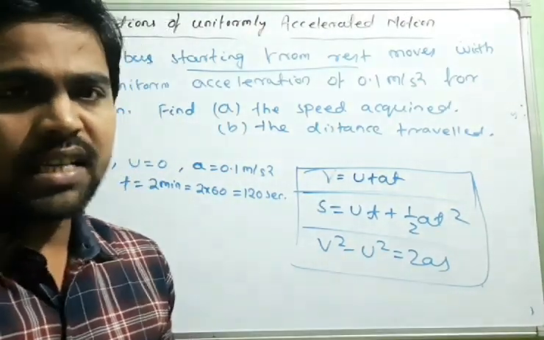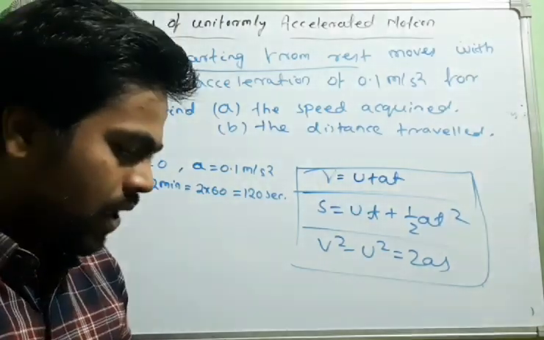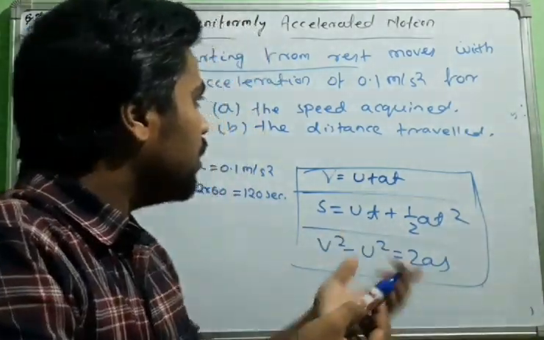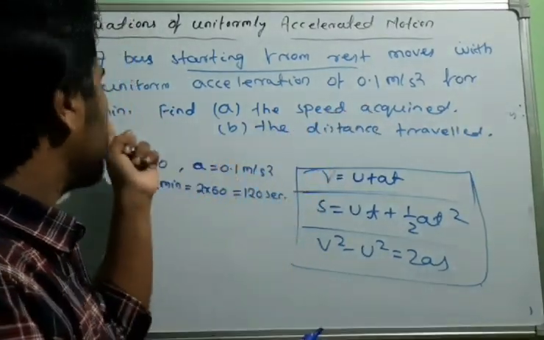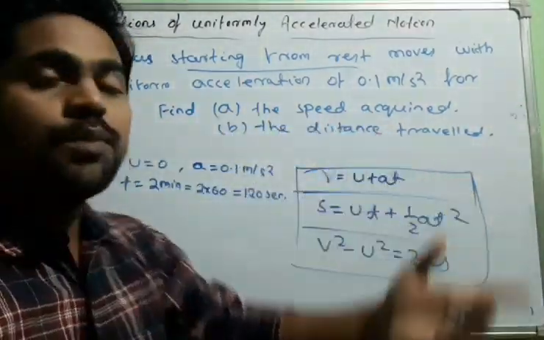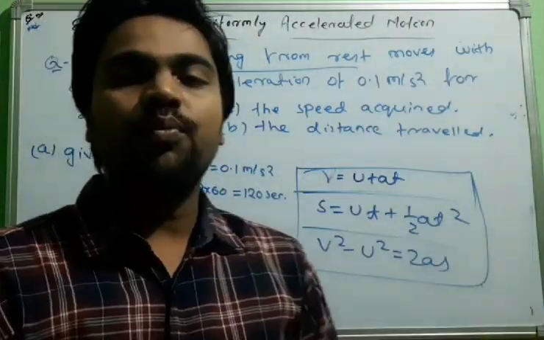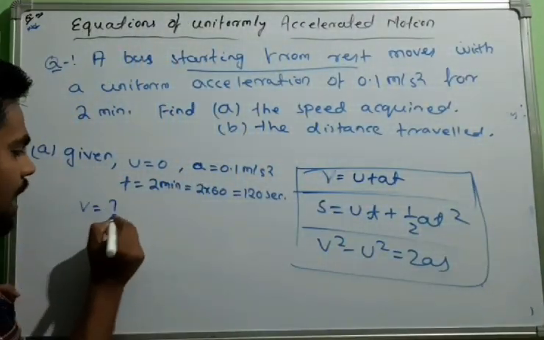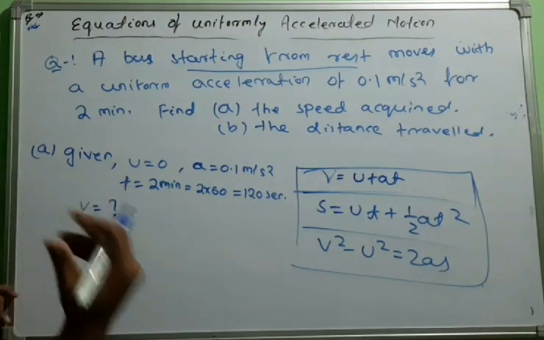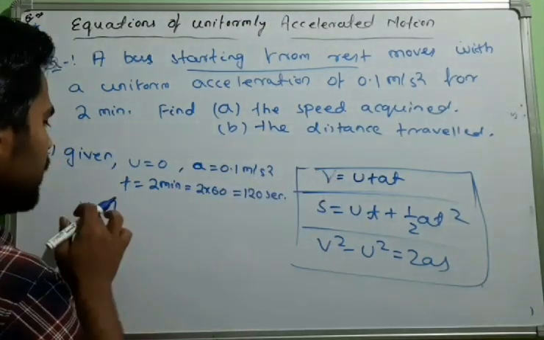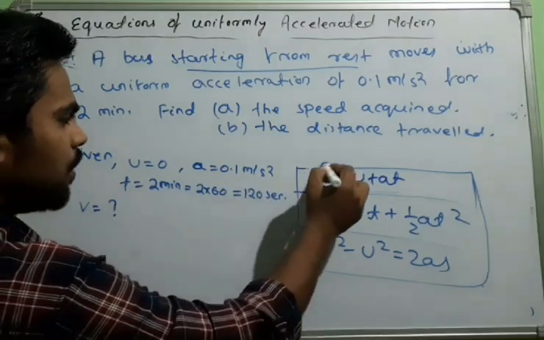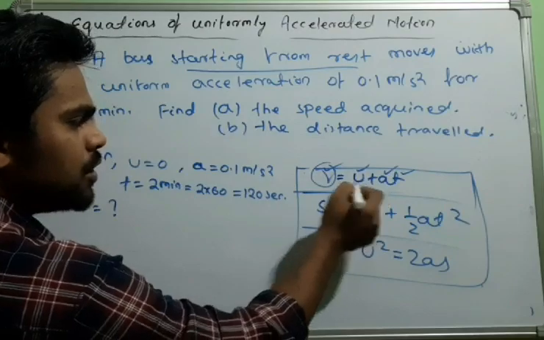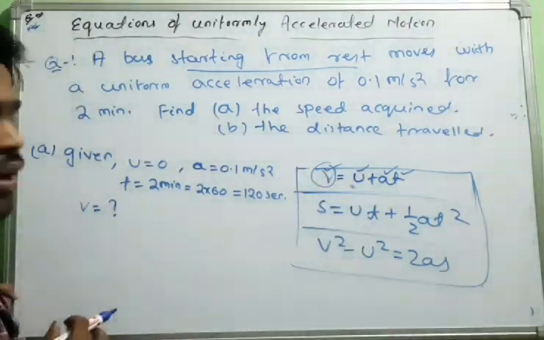Now he is asking how much speed is acquired after 2 minutes. That means he is asking for the final velocity when a body starts from rest. A bus moving from rest, after 2 minutes, how much speed is acquired, if the acceleration is 0.1 meter per second square. He is asking you to find the final velocity. Which equation do you apply here? Just see, v is asked, u is already 0, a is given, t is given. That means you apply the first equation of motion.